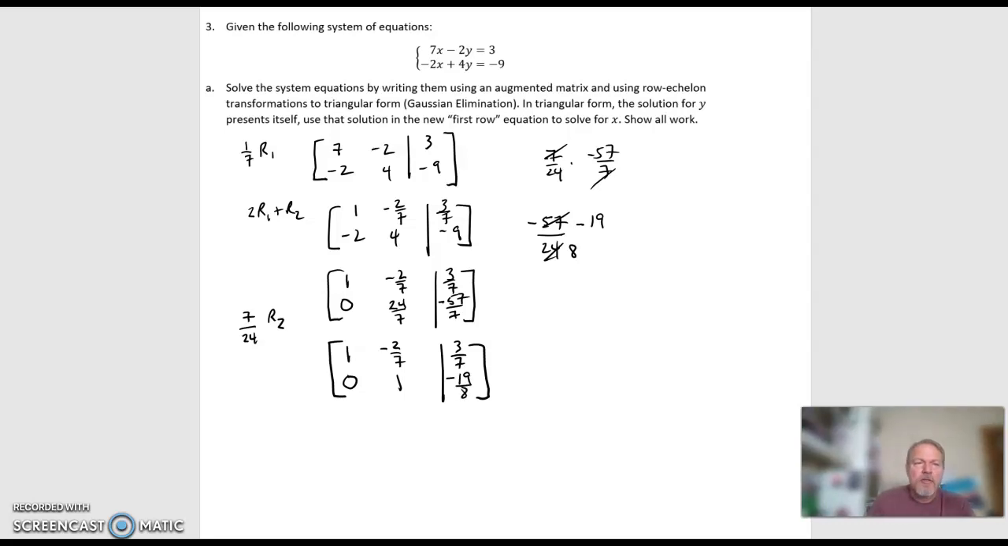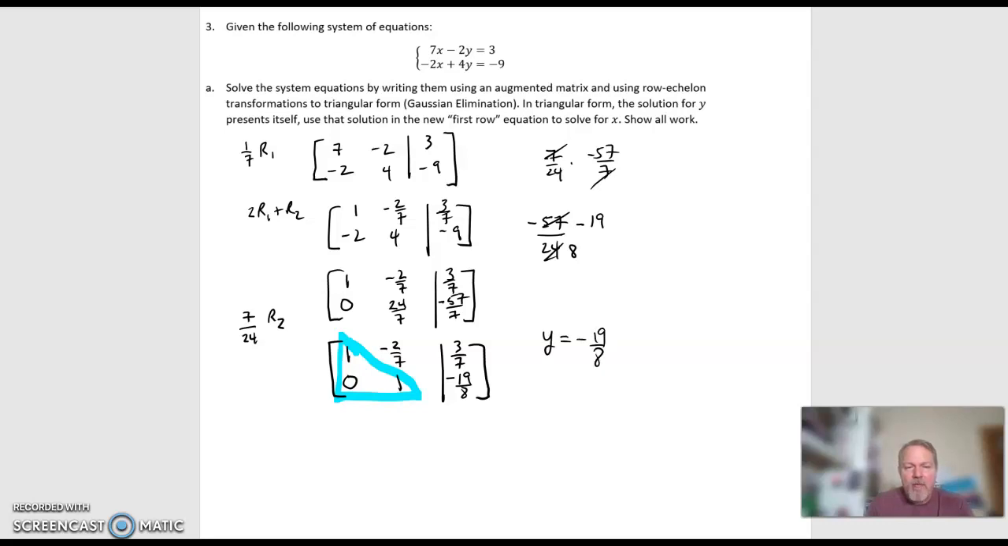And look, this is the triangular form I was looking for: a diagonal of 1s with a 0 on the lower left. That's Gauss-Jordan elimination. Or I'm sorry, that's Gaussian elimination in a triangular form. We can use that now to solve. y presents itself on the bottom: the solution for y equals -19/8.